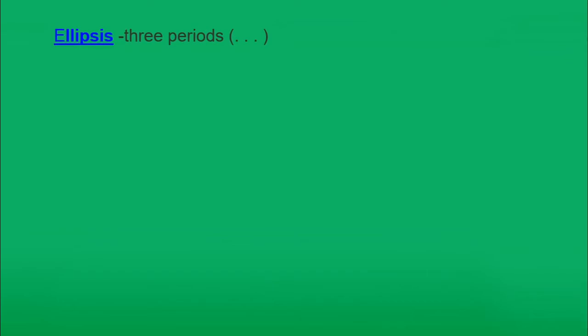So ellipsis is one of the punctuation marks. Usually ellipsis is commonly represented by three periods, although it is occasionally demonstrated with three asterisks. You can see the three asterisks.